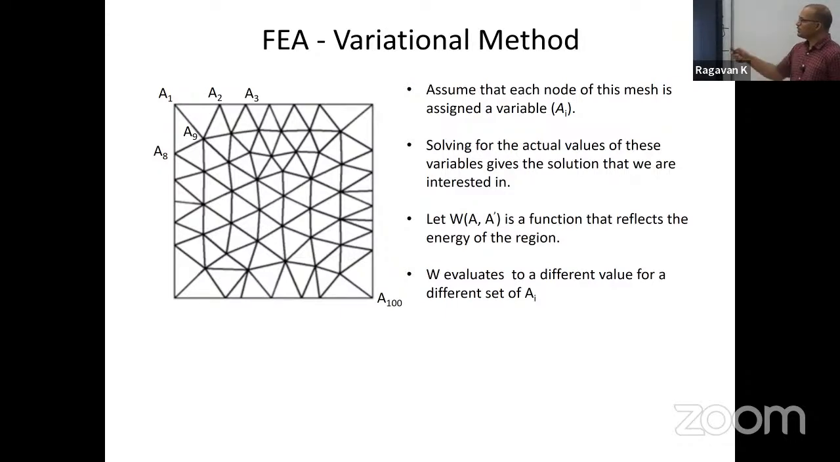Let's assume that each node of this mesh is assigned a value A subscript i. There are no 100 nodes, it's just a representative figure. So let's say there are some set of nodes, and we have called them A subscript i, etc. If we are able to get all these values, that's the solution we are looking for, right? That set of values defines the pattern of field lines, or the current density, etc. Anything can be evaluated from there.